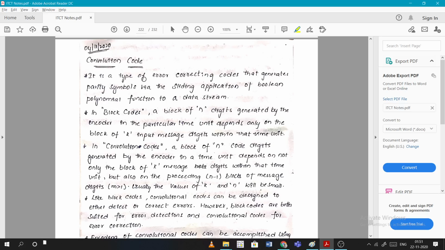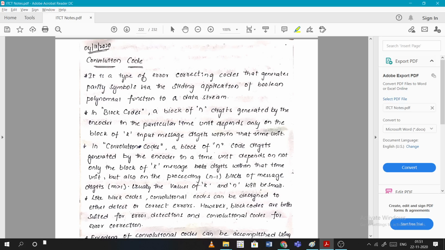In the previous videos, I think in some video I told you that there are two types of codes. One is the block code and the other is the convolution code. Everything we saw above were block codes. Now we are seeing what a convolution code is. A convolution code is also a type of error correcting code only. So what is the difference between the block code and this?